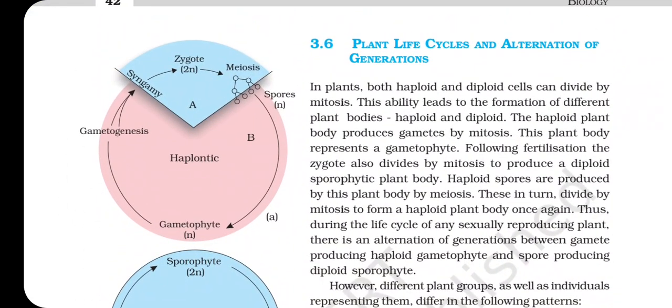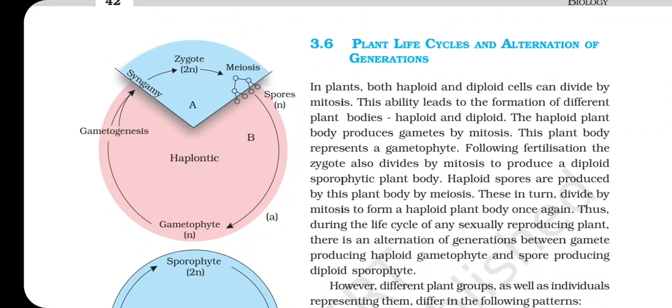In plants, both haploid and diploid cells can divide by mitosis. This ability leads to the formation of different plant bodies, haploid and diploid. The haploid plant body produces gametes by mitosis. This plant body is called a gametophyte. Following fertilization, the zygote also divides by mitosis to produce a diploid sporophyte plant body. Haploid spores are produced by this plant body by meiosis. They in turn divide by mitosis to form a haploid plant body.